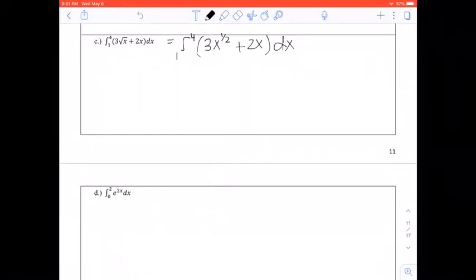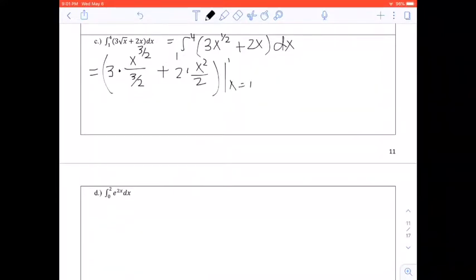Going through with this, that constant value you can think of as moving out in front. And that's a power x to the 1/2. I'm going to add 1 to it. So if I add 1 to it, I get x to the 3/2. And I'm going to divide by that same value, 3/2. Instead of dividing by it, you can also think of it as multiplying by the reciprocal. Then we have plus 2 times, and then it's going to be adding 1 to that exponent. We get x squared all over 2. And this is going to get evaluated from x equals 1 to 4.